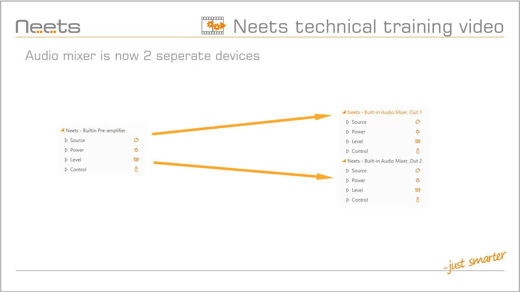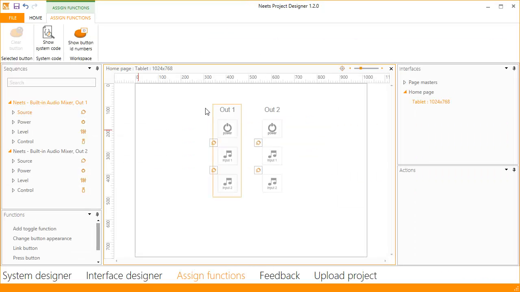Project Designer 1.2 has split the Delta's audio mixer in 2. It gives you greater possibility to control the 2 outputs separately, switching power off and on and muting the outputs. Let me show you. Here we have audio controls for the 2 outputs of the built-in audio mixer.